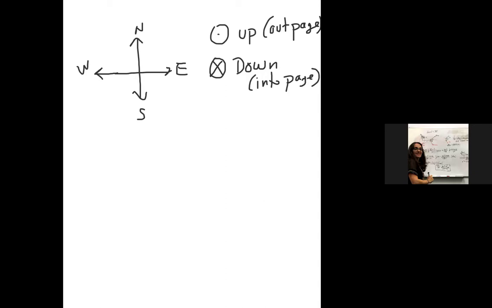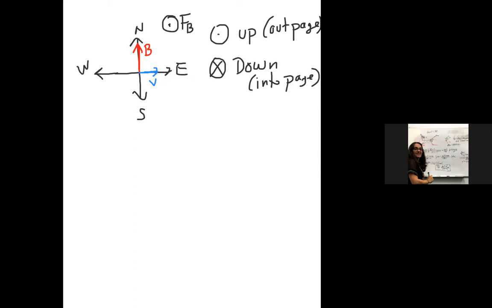Okay. So what do we have? We have a magnetic field that points north. So we're going to draw a magnetic field here that points north. And then we have a velocity that points east. So a velocity that points east. So that means that our resultant force comes out of the board.